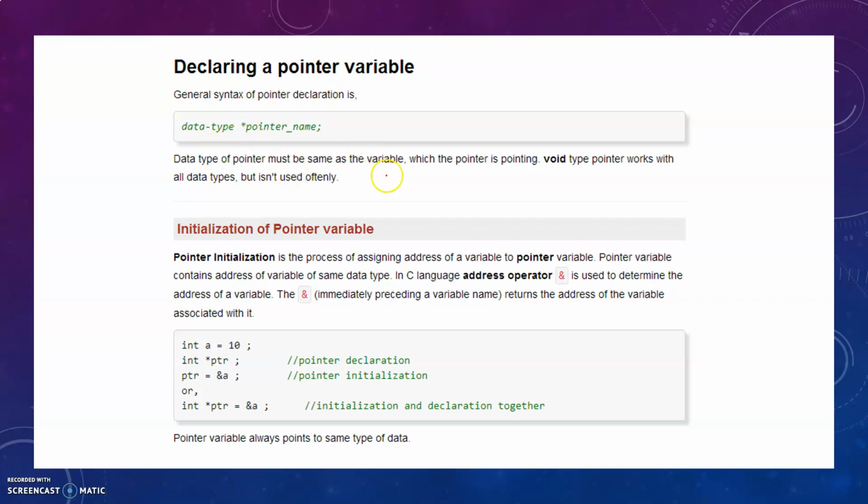So the data type of the pointer must be the same as the variable. That means integer or float or character. Then I will write what the pointer is pointing to. And a void type pointer works with all data types. If I write void *ptr, that means it can go for any of the things. I am coming in the next part to what is void, what is not. These are different things. So in this part, a void type pointer works with all data types.